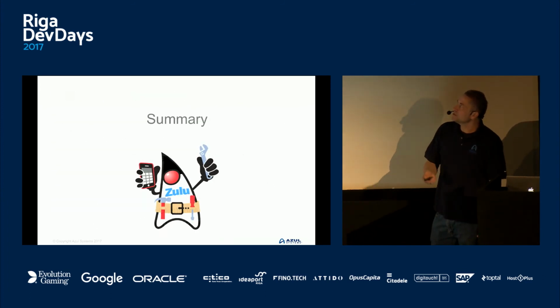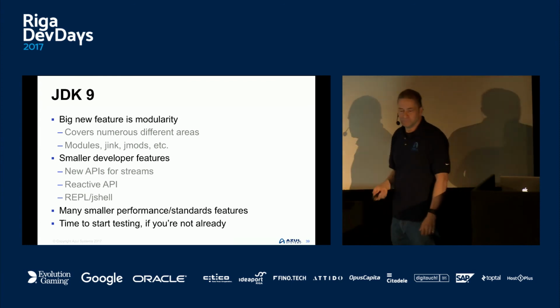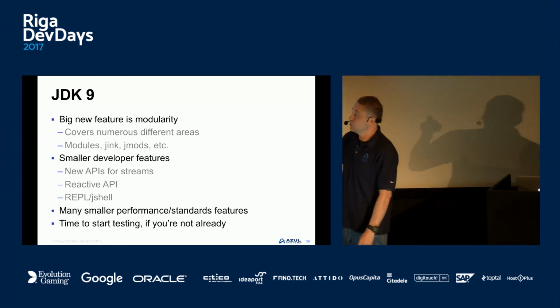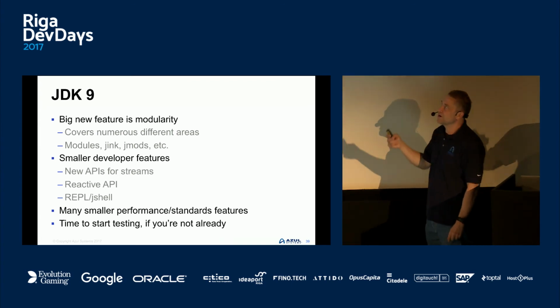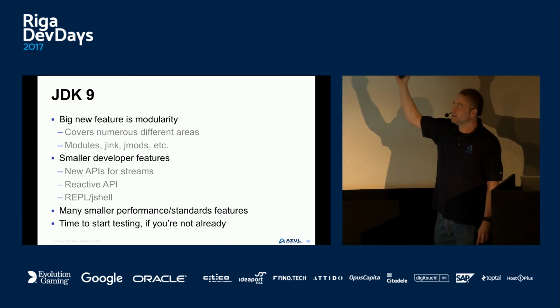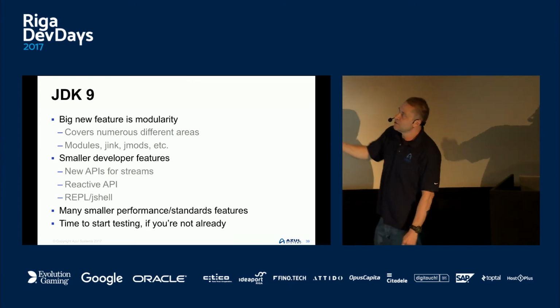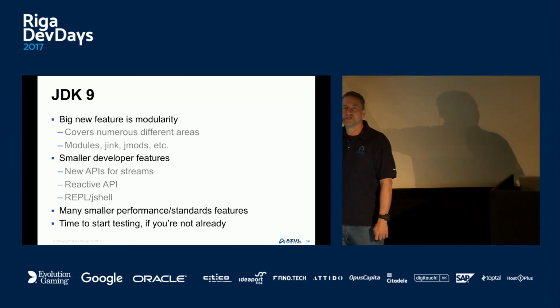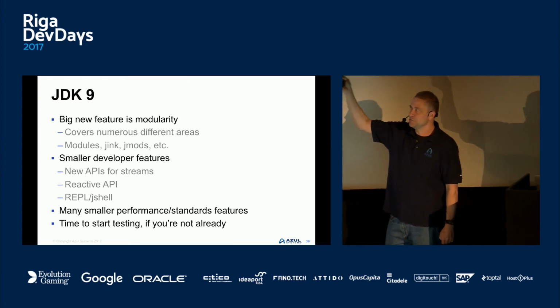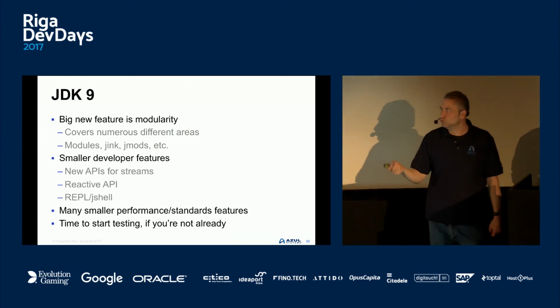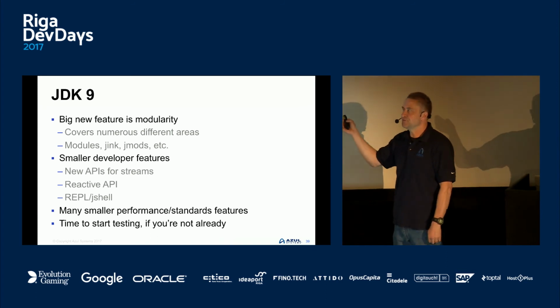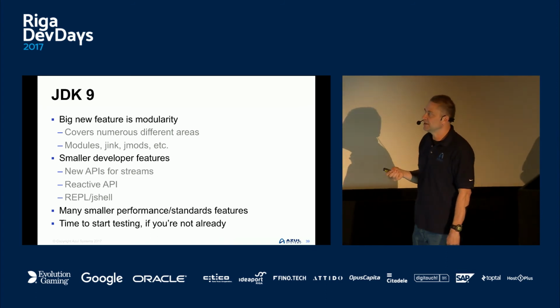So just to summarize, JDK 9 obviously has the big new feature of modularity and Jigsaw, in various different areas: modules, JLink, JMods, things like that. There are also quite a lot of smaller development features as we've gone through. So the new API for streams, the reactive API, the JShell REPL, all of those are quite nice features that add things to JDK 9.